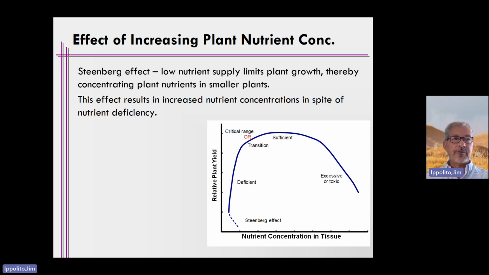And I hope that makes sense. So if you have a very, very small plant, the nutrients are just simply more concentrated, and the relative yield is almost non-existent, which is not what we want when we're trying to feed 8 billion people on the face of the planet.